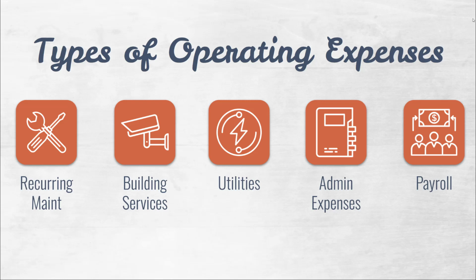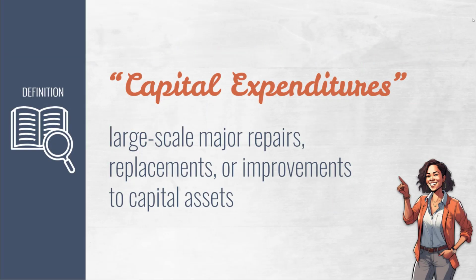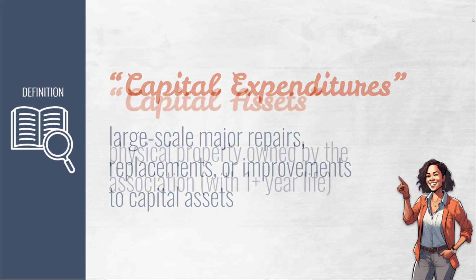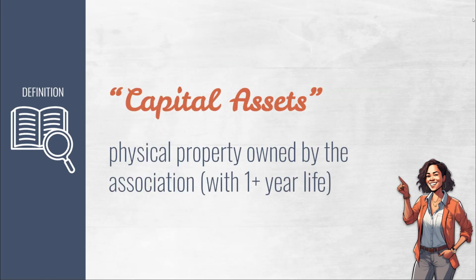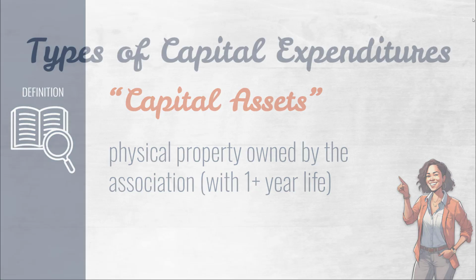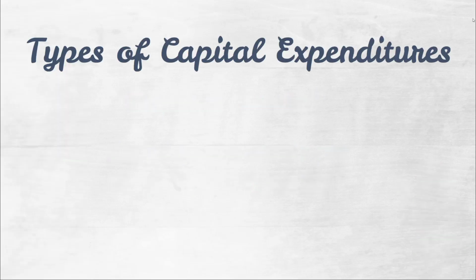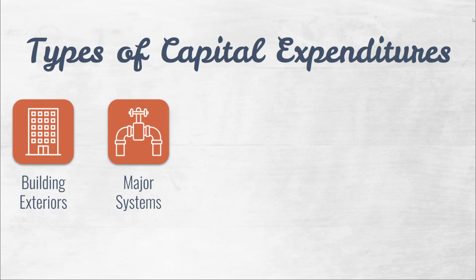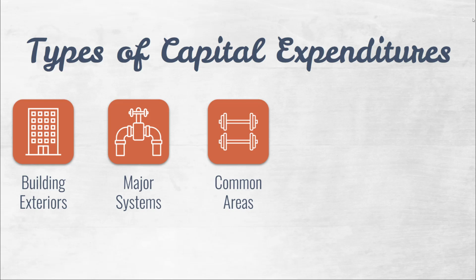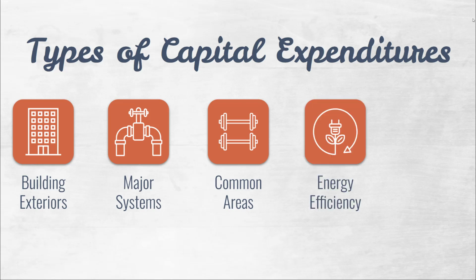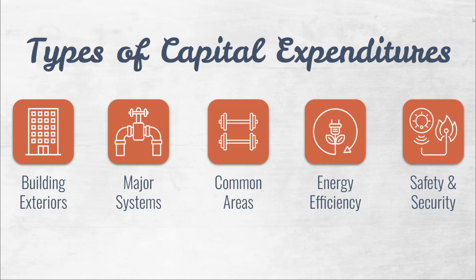Capital expenditures are large-scale major repairs, replacements, or improvements to capital assets. Capital assets are defined as any physical property owned by the association, typically with a life beyond a year. Now that we know what capital expenditures are, let's look at some examples. Capital expenditures include the long-standing physical components of the property, such as building exteriors, major building systems, common areas such as the fitness center, energy efficiency equipment, and safety and security equipment.